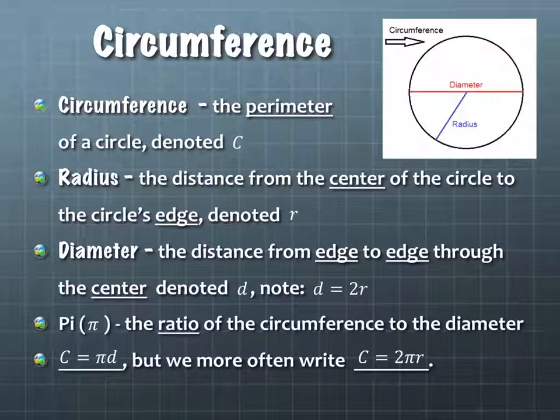And we have the special number, pi. Pi is the ratio of the circumference to the diameter. And the way you usually think about it, or probably have thought about it in the past, is it's used in the formula for circumference. So circumference equals pi times diameter, or circumference equals 2 pi times the radius. Okay?